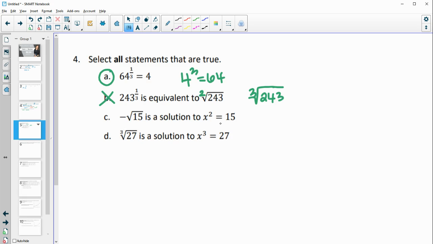Negative root 15 is a solution to x squared equals 15. This is true. You can just plug it in. So negative root 15 squared, a negative squared is a positive, and then root 15 squared would just be 15. So this negative root 15 squared would give you 15. That means it's a solution. And then cube root of 27 is a solution to x cubed equals 27. That's true. So if we have a cubed, the way that we undo that is with a cube root or to the 1/3 power. So this would be true as well.